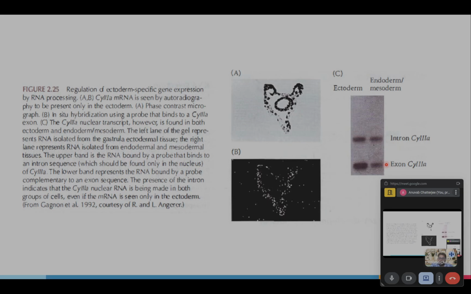So this is exactly what the question is, and now we want to know why. This can be for multiple reasons. The first reason could be that there is selective transport of the mRNA from inside the nucleus to the cytoplasm, and that can cause this. Or it could also be differentials.